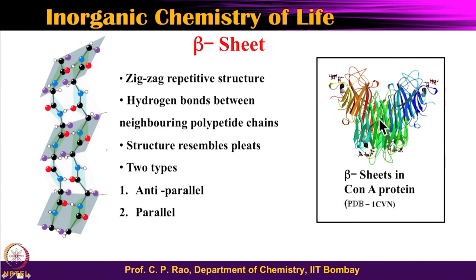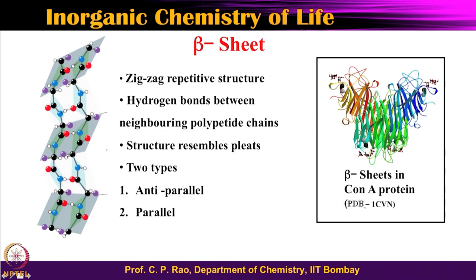This protein has hardly any helix, and mainly has sheets, and these sheets are shown here in the form of green color, light blue color, and the orange, red, etc. You see that. But all of them are beta sheet kinds of structures. This is a protein from the lectin family, concanavalin A. Right now, you don't need to worry about the name of this protein. The beta sheet structure is dominating.